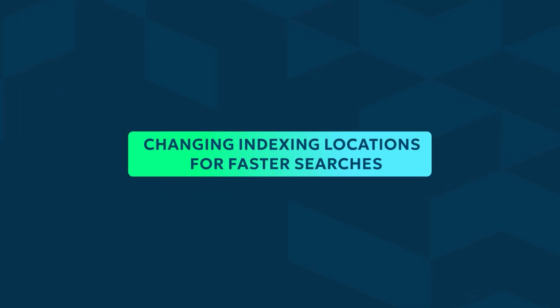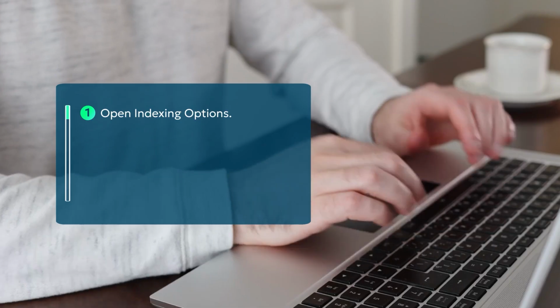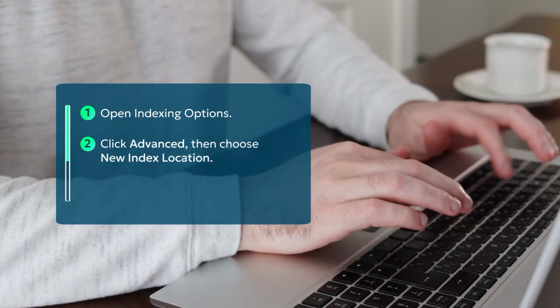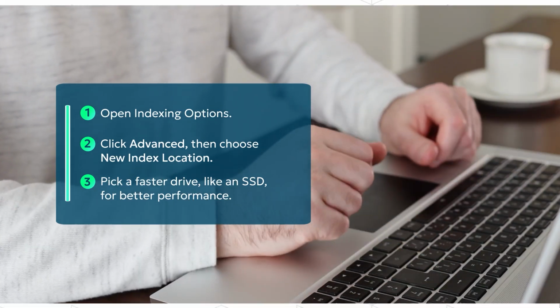If you have more than one drive, you can speed up searches by moving the index to a faster one. Open Indexing Options. Click Advanced, then choose New Index Location. Pick a faster drive like an SSD for better performance.